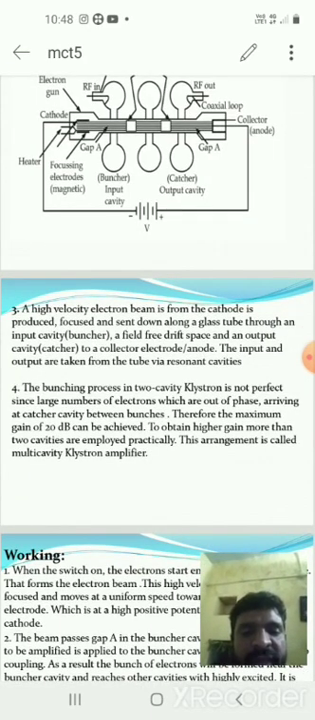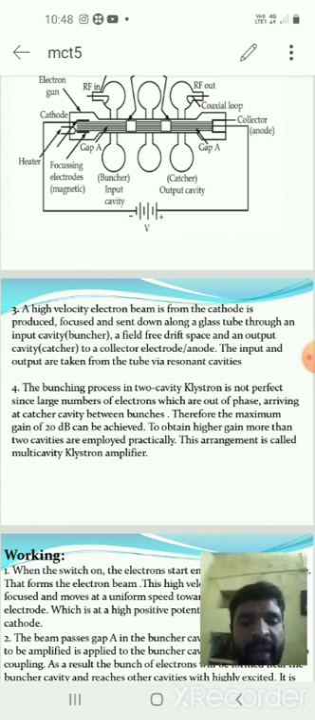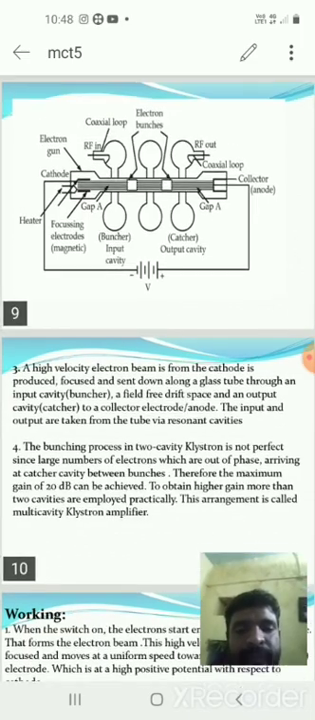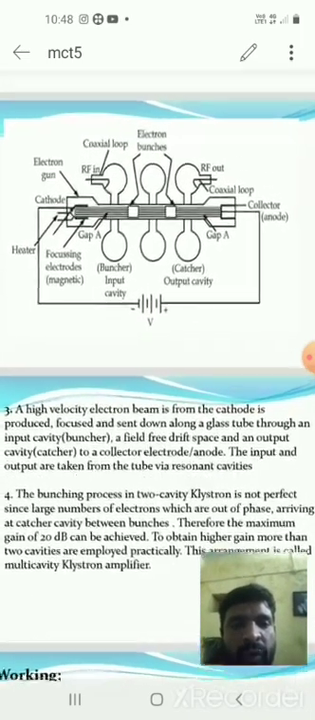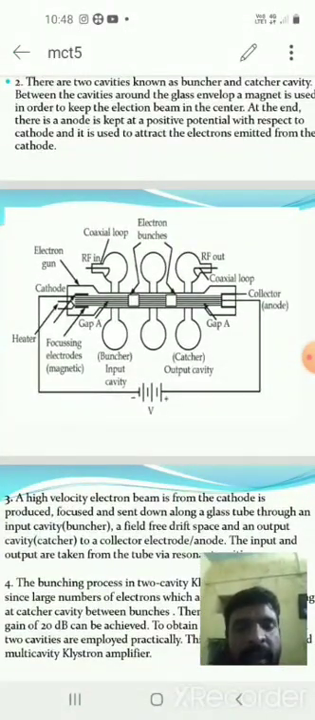In this situation, to improve the gain, we have to use more cavities in between the buncher and catcher. This arrangement is called a multi-cavity klystron amplifier. Now the construction of the multi-cavity klystron amplifier. Here we show the diagram.